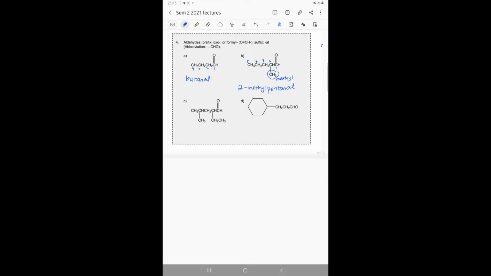Okay, so in this question, C, we have 1, 2, 3, 4, 5. We have methyl and ethyl as substituents. So the name will be 2-ethyl-4-methylpentanal.